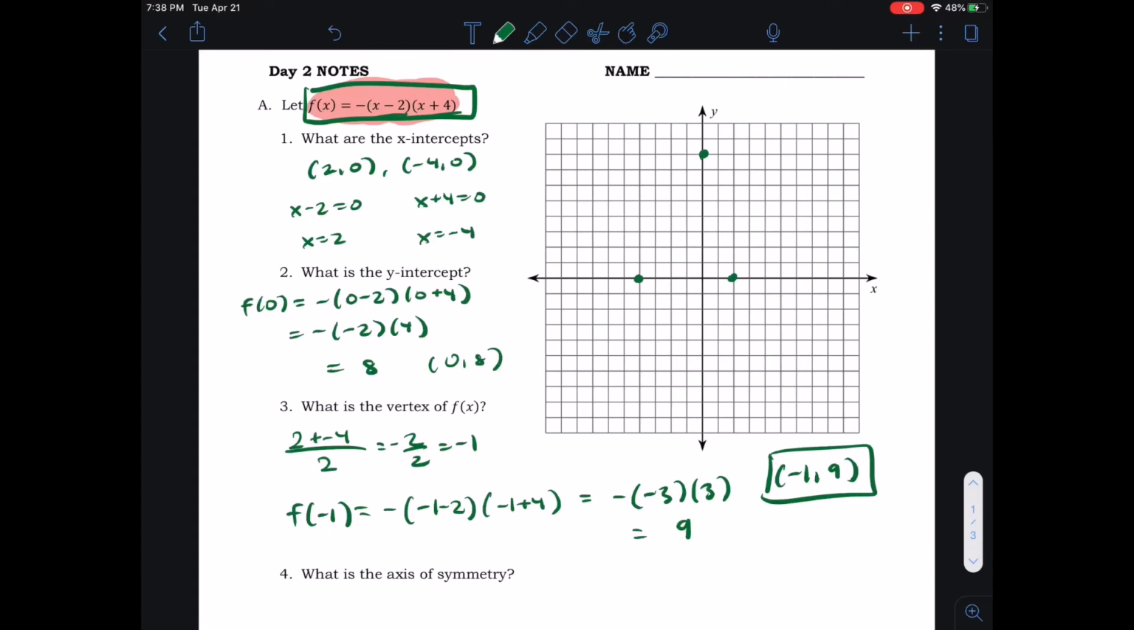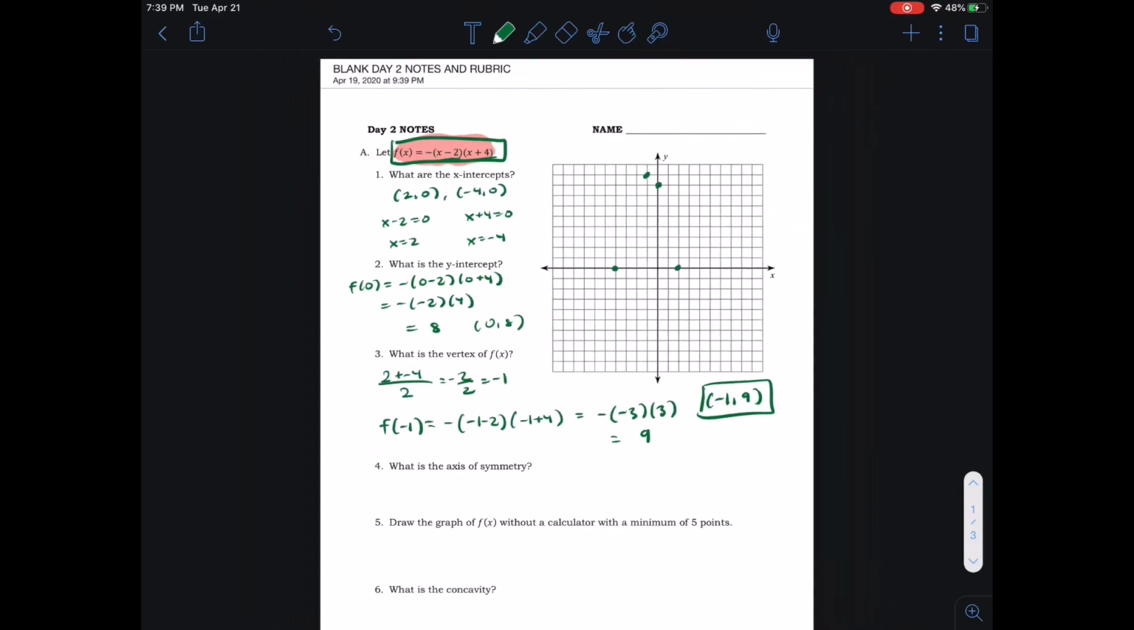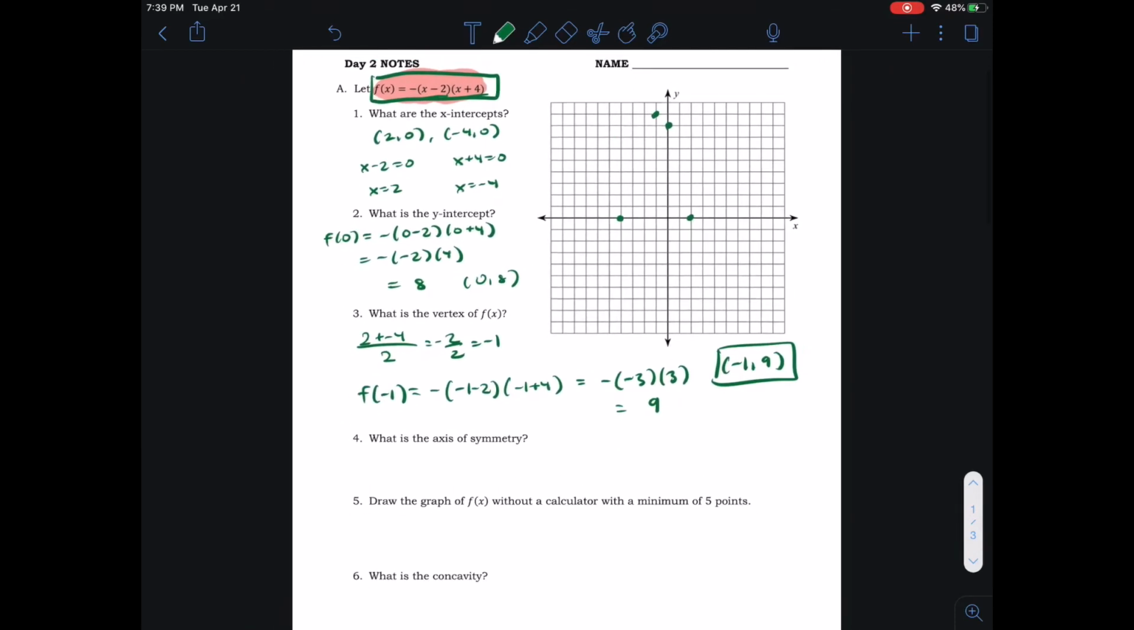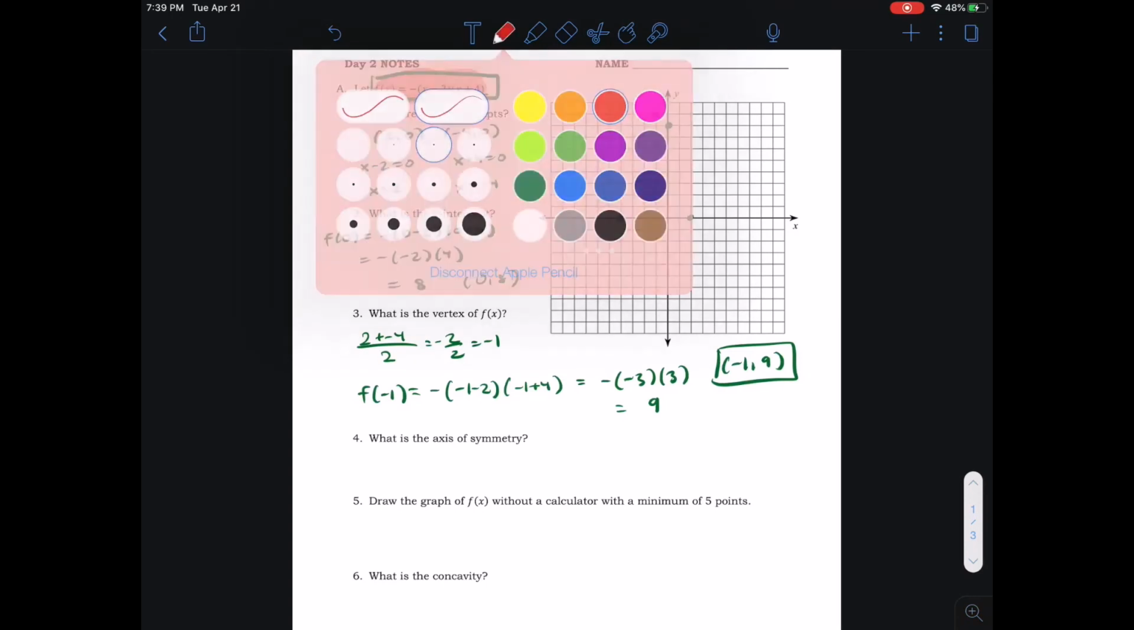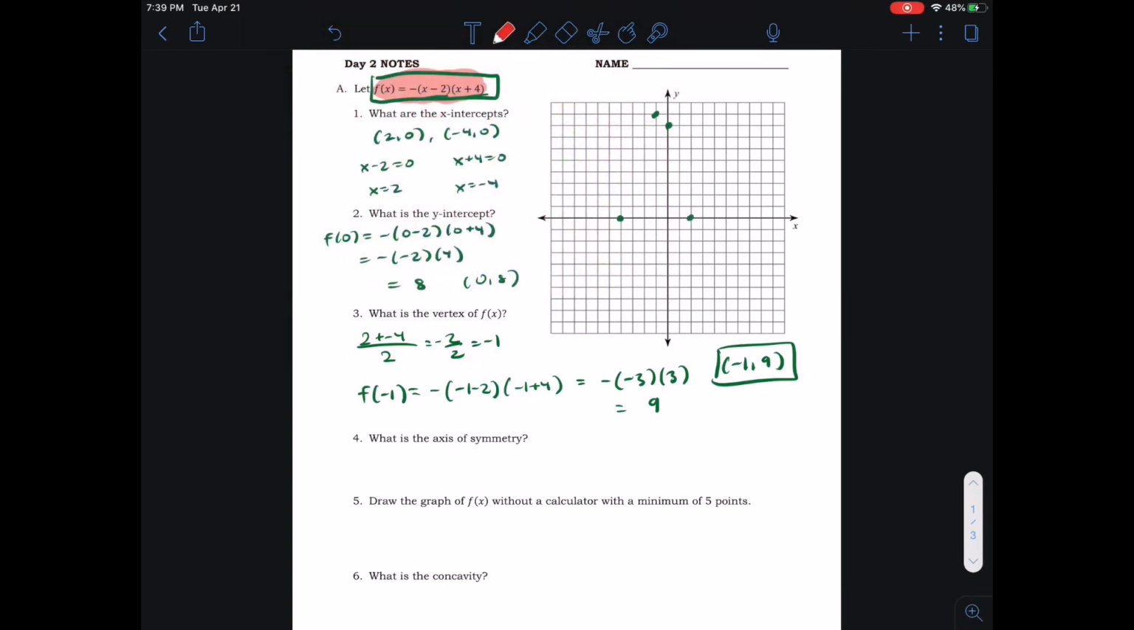You always want to write your vertex as a point, okay? So from there, let me plot -1, 9, which should be right here. And now the next question is, what is the axis of symmetry? So the axis of symmetry is the line that cuts the parabola in half. And if you remember, it always goes through the vertex. So this was the vertex, right? So I know my axis of symmetry should be cutting down like that. And so in that case, my axis of symmetry is a vertical line, so it's x equals. In this case, it goes through the x-coordinate of the vertex, which is -1.